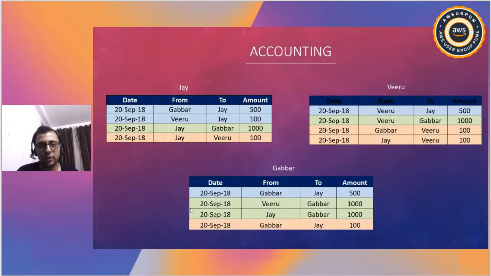So what you can do is, if you are three friends staying together, you say, okay, in one room we will keep a single ledger, a single notebook, where anyone who spent money will make an entry.